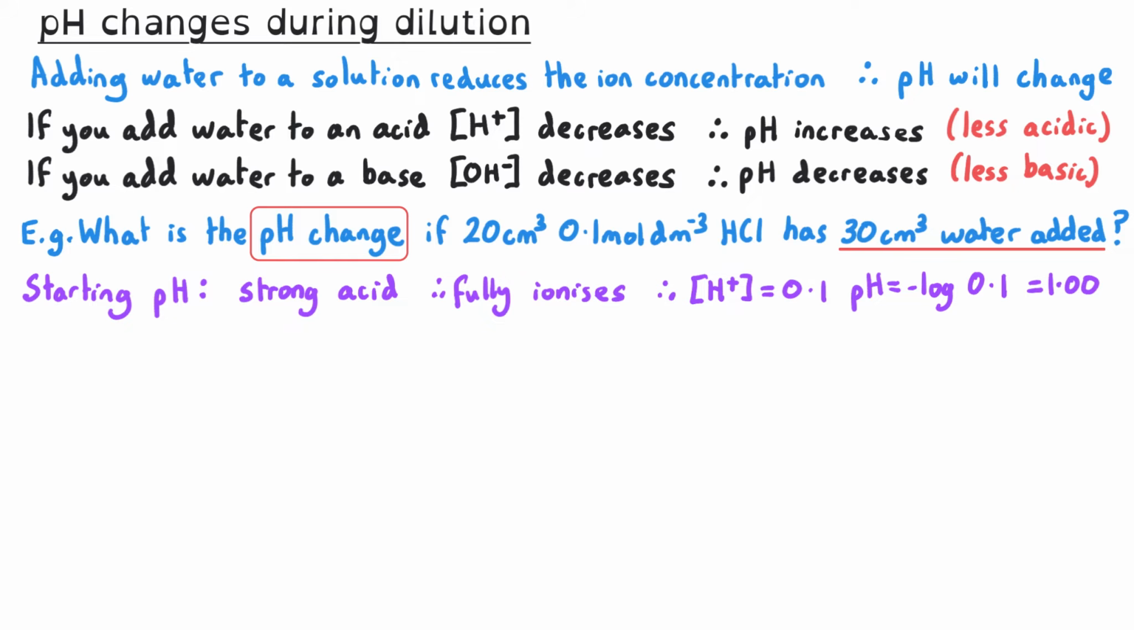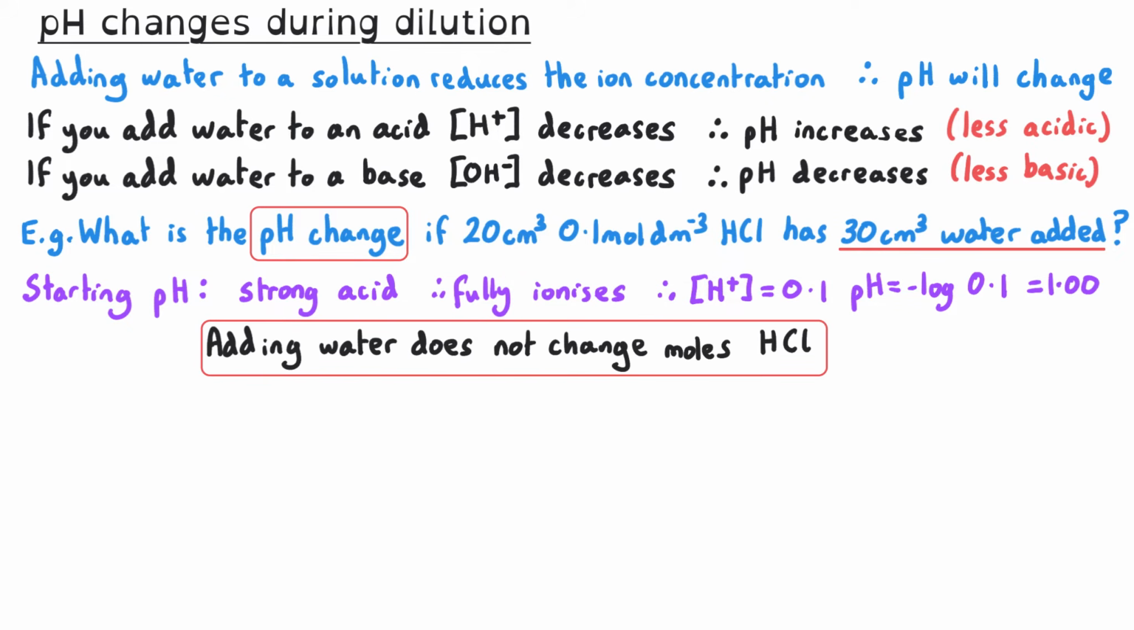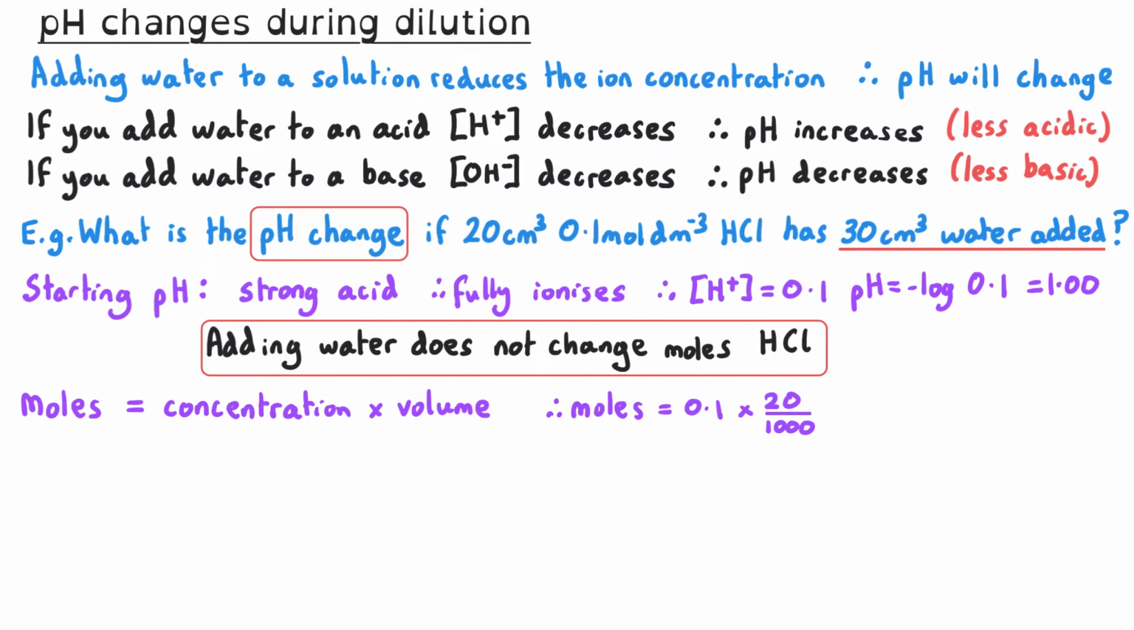We've added water to this hydrochloric acid solution, but this will not change the moles of hydrochloric acid present, since water is neither acidic nor basic. And so we can work out the moles of hydrochloric acid by using moles equals concentration multiplied by volume, so moles will be 0.1 multiplied by 20 divided by 1000, since volume needs to be in dm³. This gives us 2 × 10⁻³ moles of hydrochloric acid before we added water, and this is still going to be the case after dilution.